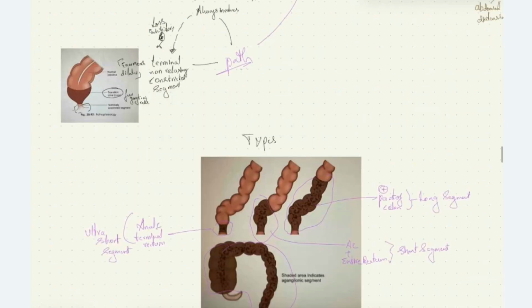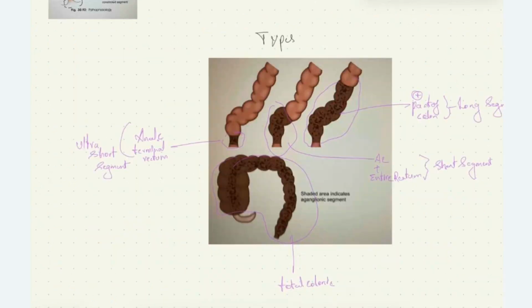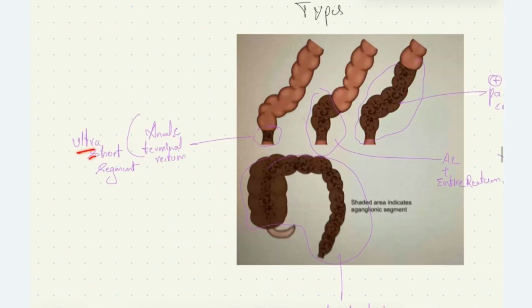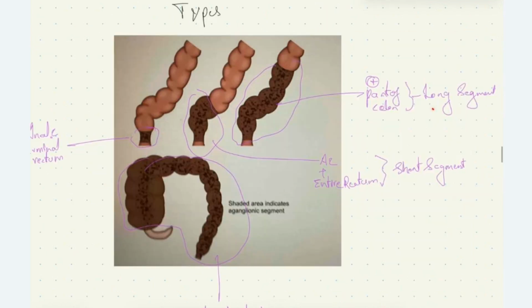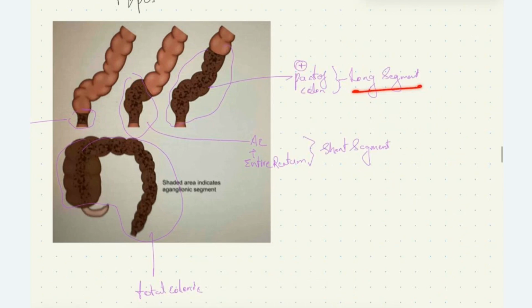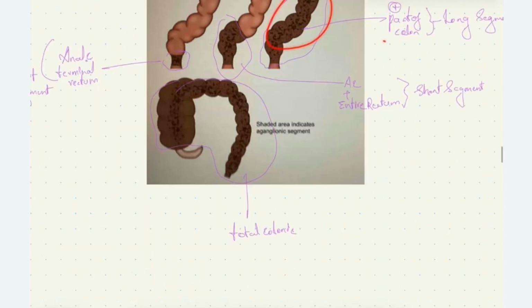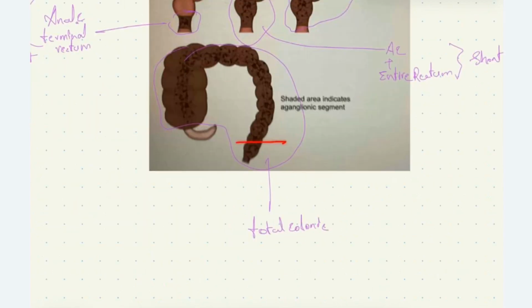Then we have various types of Hirschsprung disease. It is called ultra short segment Hirschsprung disease if only the anal canal with the terminal part of the rectum is involved. It's called short segment Hirschsprung disease if the anal canal along with the entire rectum is involved. It is called long segment Hirschsprung disease if, along with the anal canal and entire rectum, a part of the colon is involved. It is called total colonic Hirschsprung disease if, along with the anal canal and rectum, the entire colon is involved.